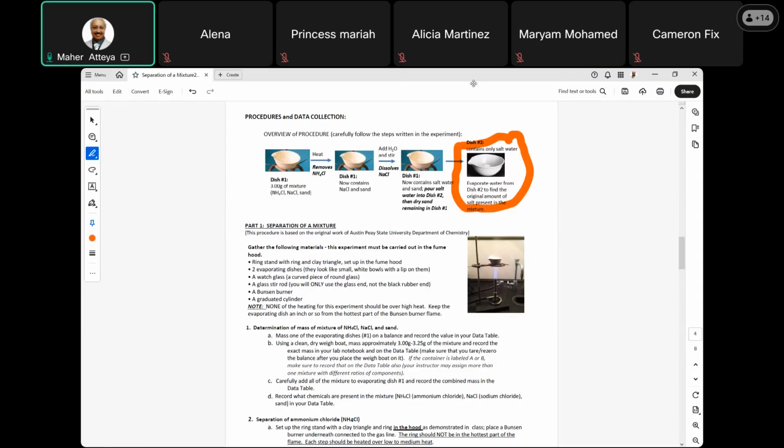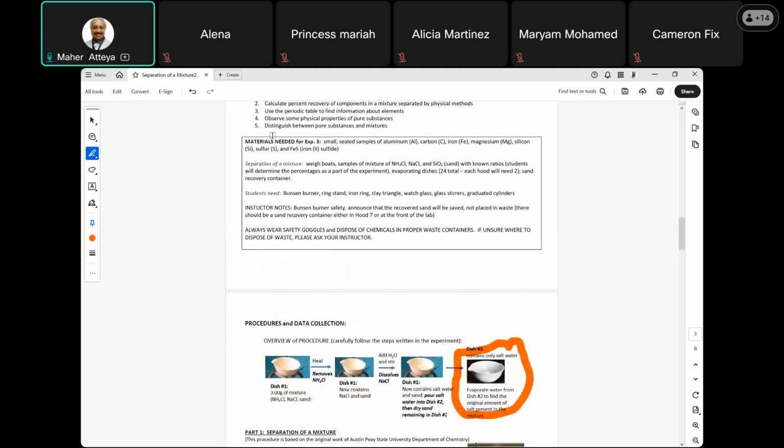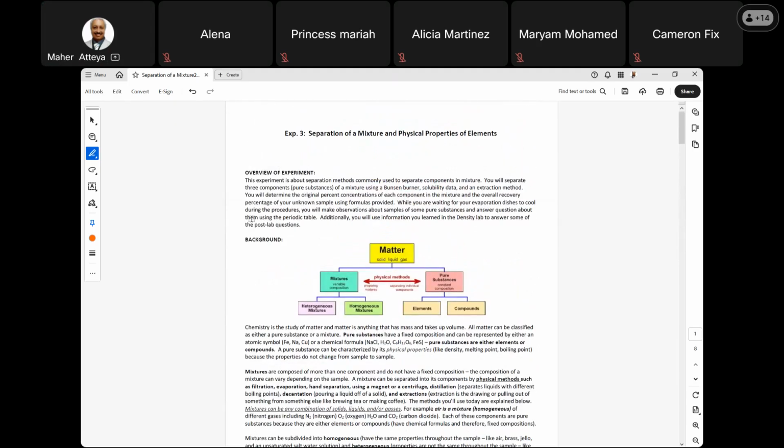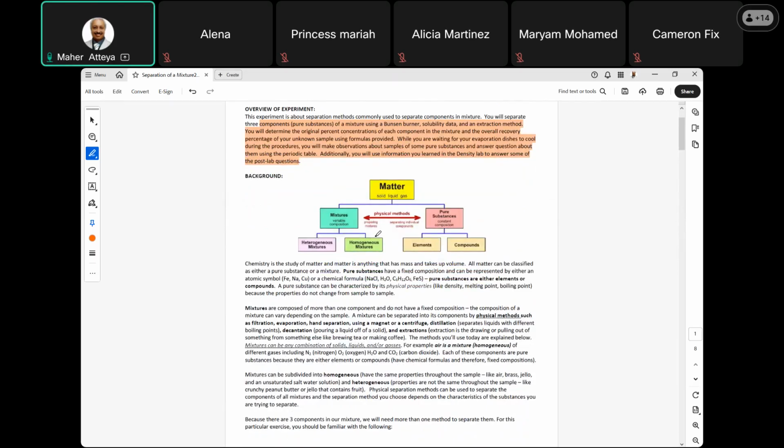Let me stop sharing. But this is the introduction, from the goals of the experiment, not the procedure, but all the way at the beginning of the lab. You know, objective, that's your goals here. You can express it in your own words. But let me not rush to this.